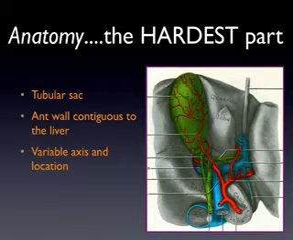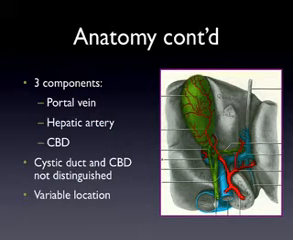Anatomy, as usual, is the hardest part. The gallbladder is a tubular structure whose anterior wall is contiguous to the liver. Unfortunately, it does have a variable axis and a variable location. The porta hepatis is made up of three components. One is the portal vein, two is the hepatic artery, and finally the common bile duct. For our purposes, the cystic duct and the common bile duct are typically not distinguished. This too has a variable location.